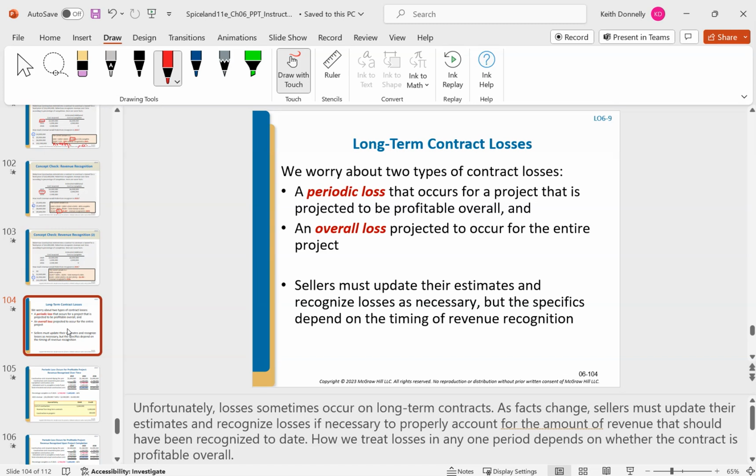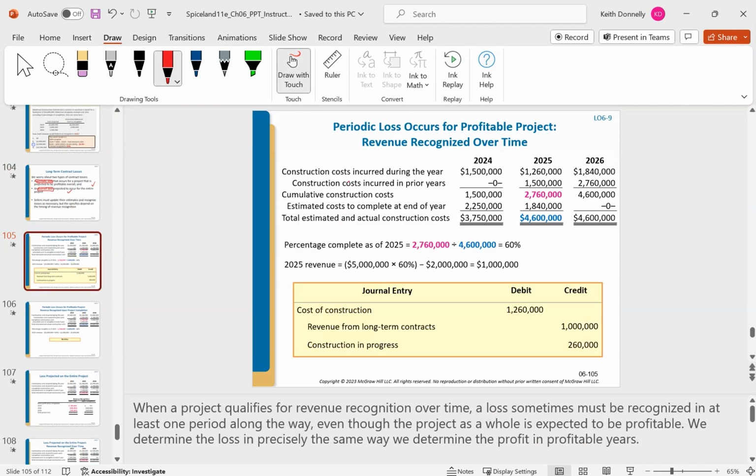Finally here, how do you deal with losses on long-term contracts? Well, it depends. Is this a periodic loss where in one period we may be at a loss, but overall for the whole project we're ahead? Or is this an overall loss where we're kind of at a loser here for the project? Overall, are we good, but just for one period, are we kind of hitting a speed bump? Or is this entire thing kind of a loser? So if we look at this, this is just showing, if there's a loss in a particular period.